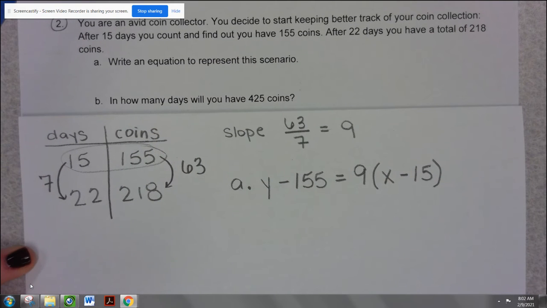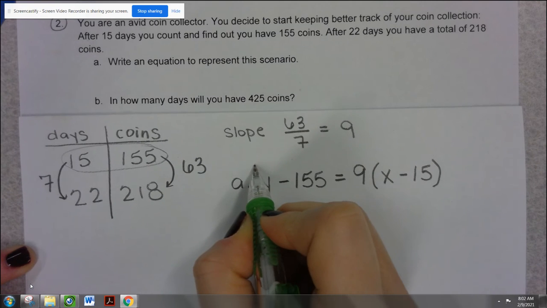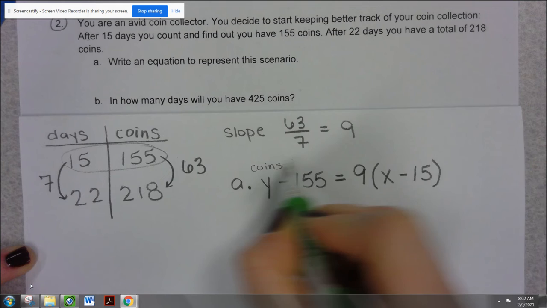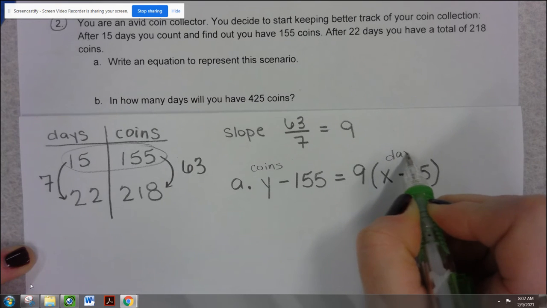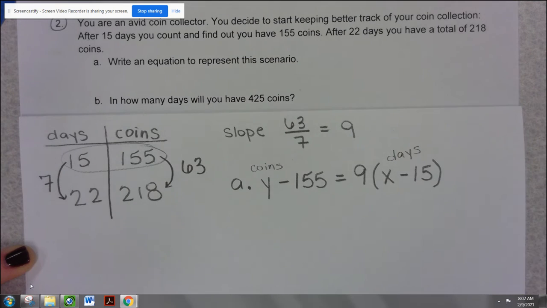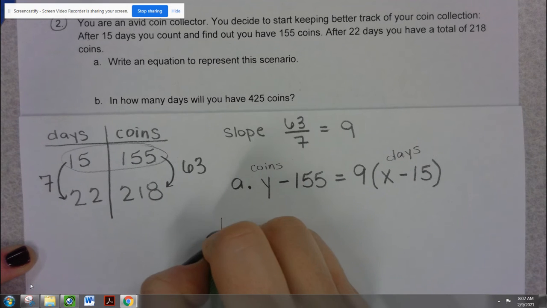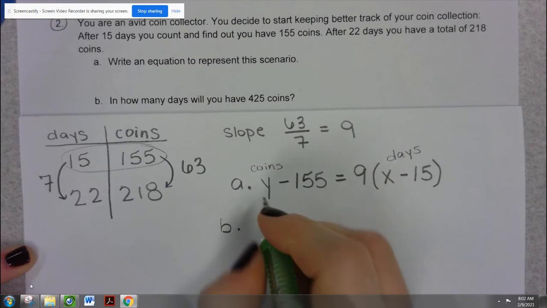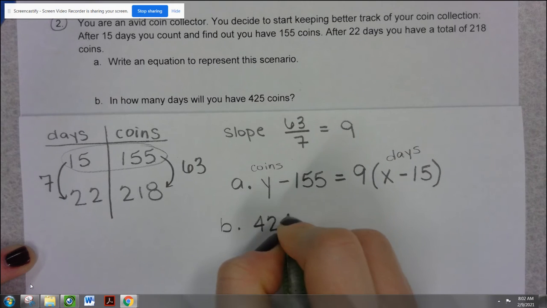In part B, it's asking us how many days it will take us to have 425 coins. So this is very similar to the question we just did. So this is coins, and this is days. I know how many coins I want to have. I have to figure out how many days it takes us to get there. So for part B, I'm going to substitute 425 in for y.